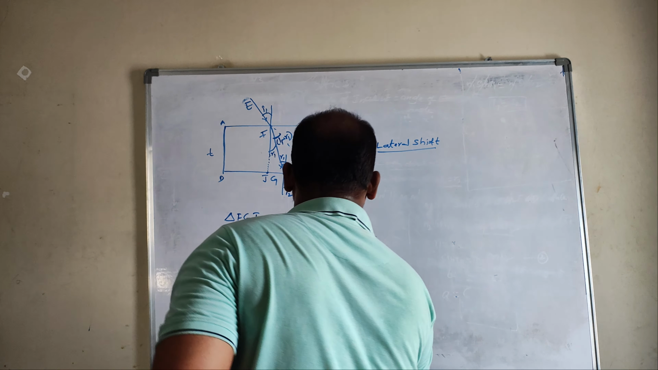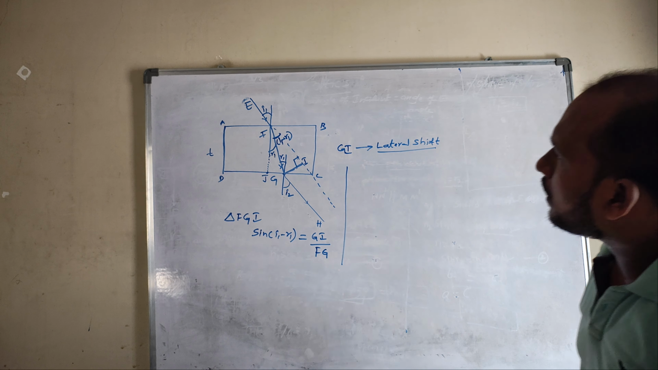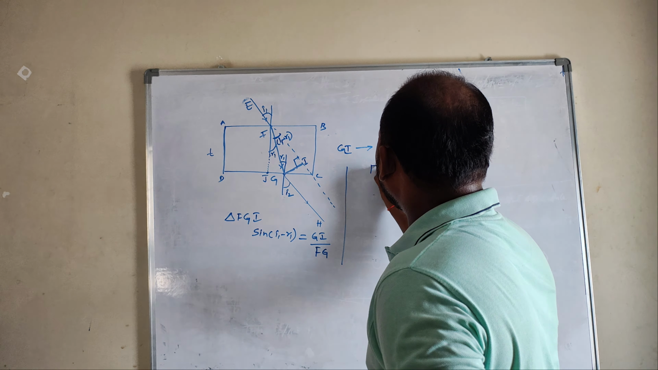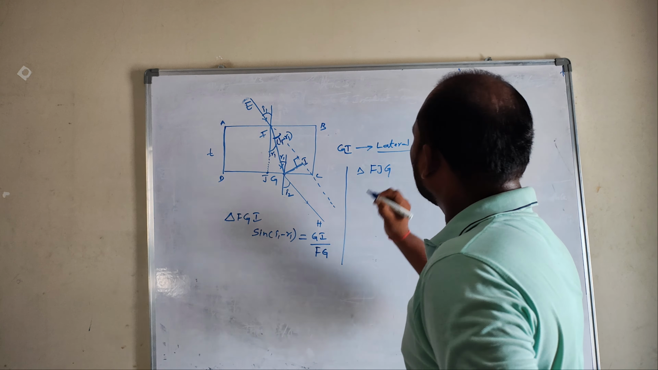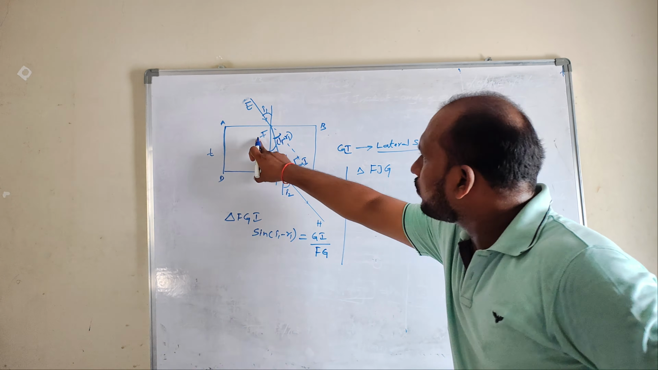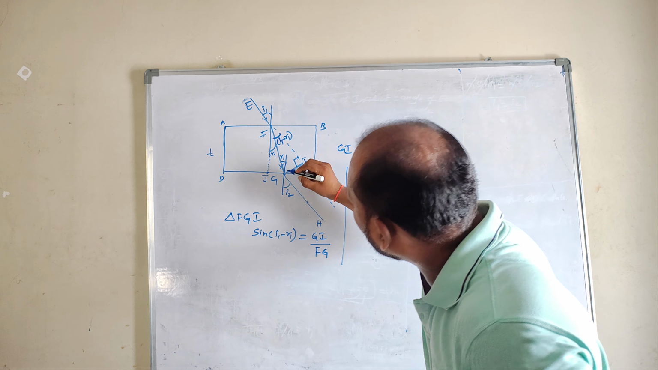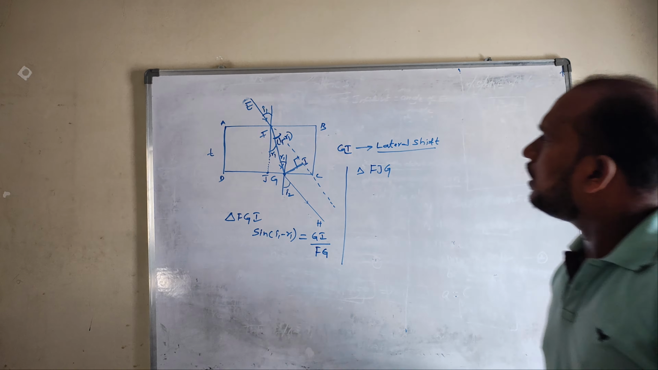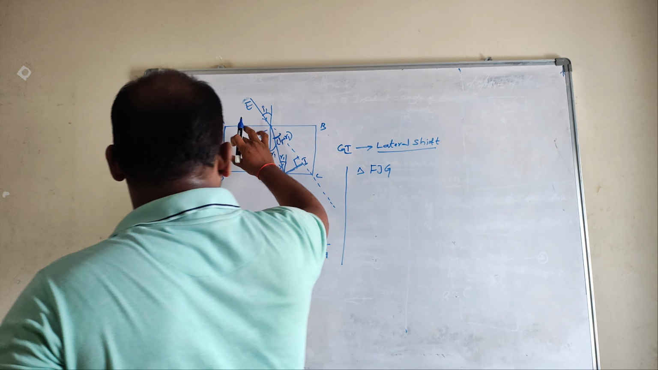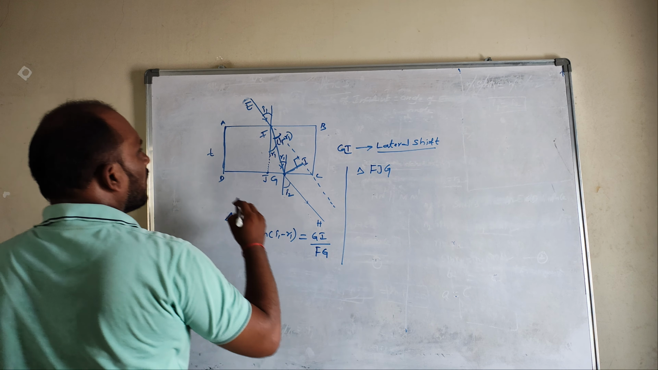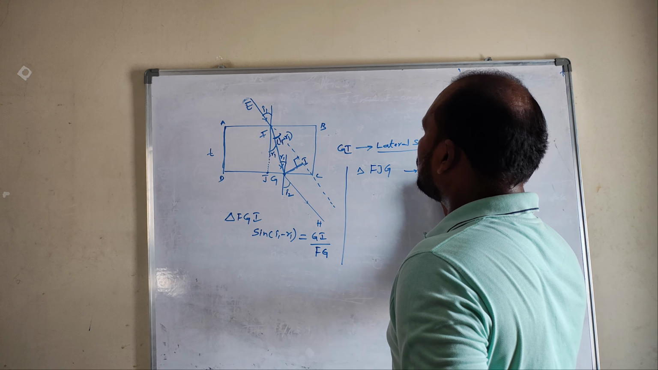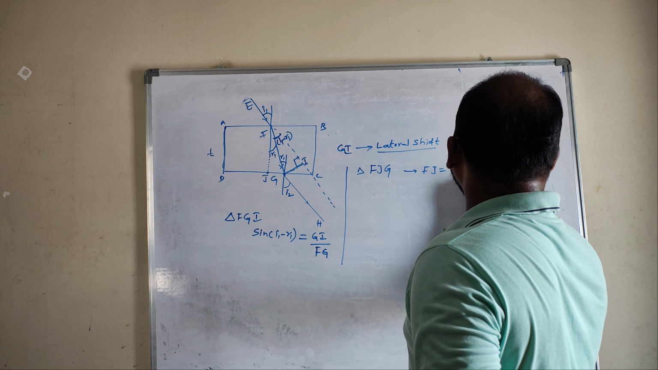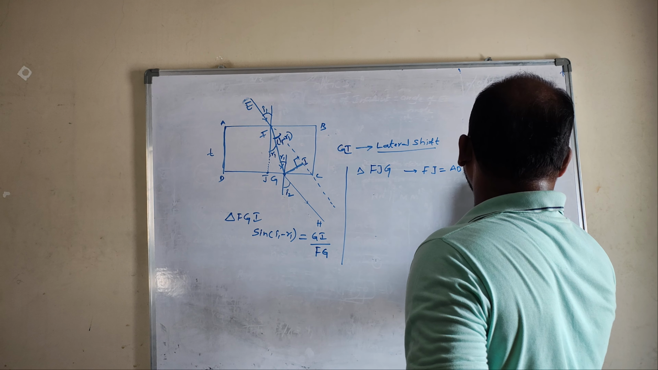So for that I am taking another triangle. Let's say here I am taking triangle FJG. This triangle I have to consider. So what is this FJ value? Thickness of the glass slab. So here FJ is equal to nothing but AD, which is equal to the thickness of the glass slab.